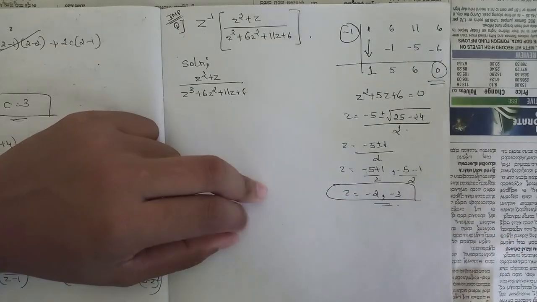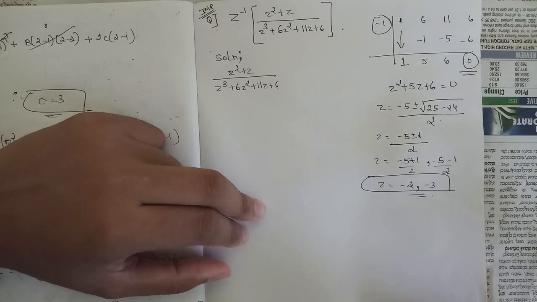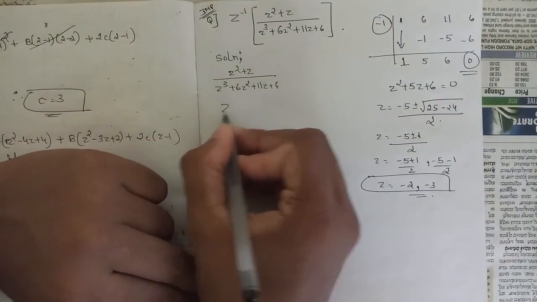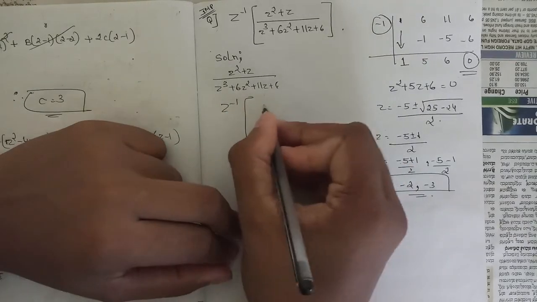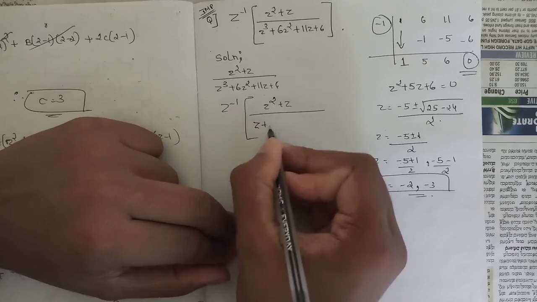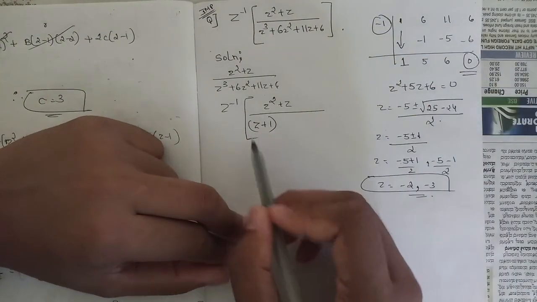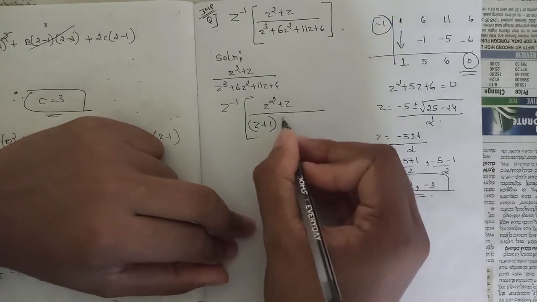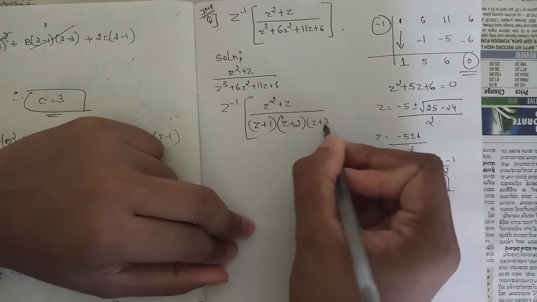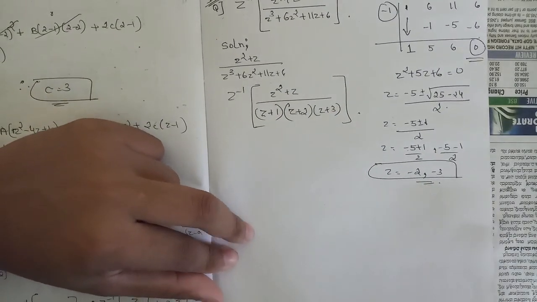Okay, so finally we get these three roots, that is minus 1, minus 2 and minus 3. So the expression in the Z inverse would be looking like z plus 1, since the root which we got is minus 1, right? So always we need to write it as z plus 1, z plus 2 and z plus 3. These are the three roots which we got.